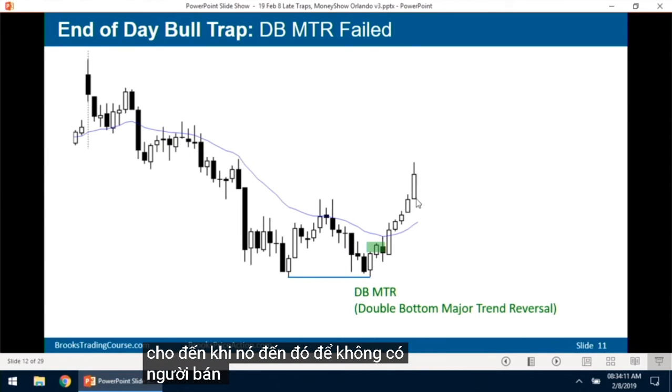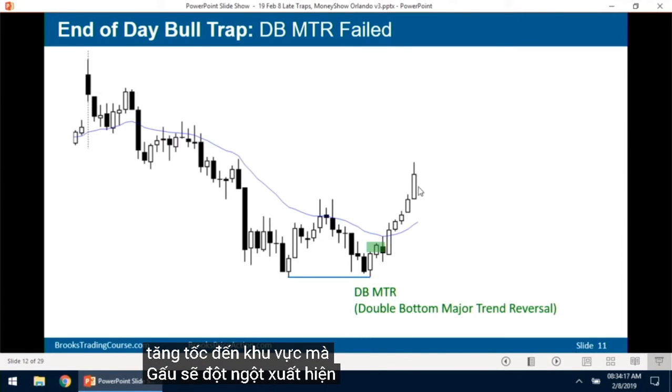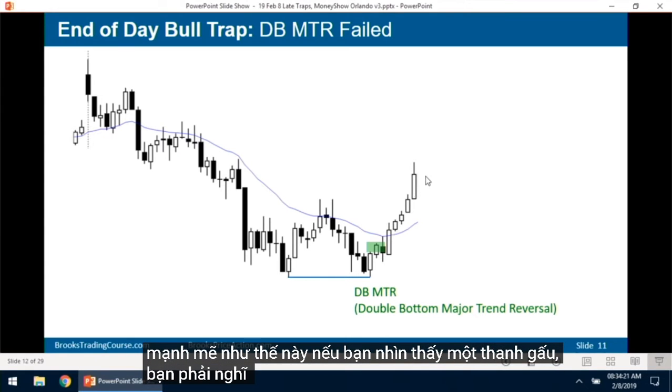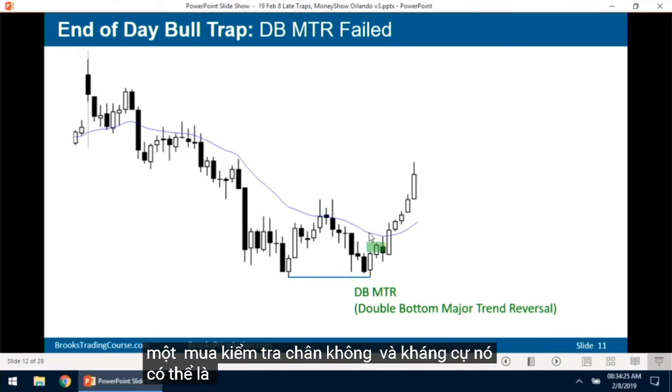So there's an absence of sellers, and the market can accelerate up to the area where the bears are going to suddenly appear. As strong as this is, if you see a bear bar, you got to be thinking that it could be a buy vacuum test of resistance. It could be a bull trap.